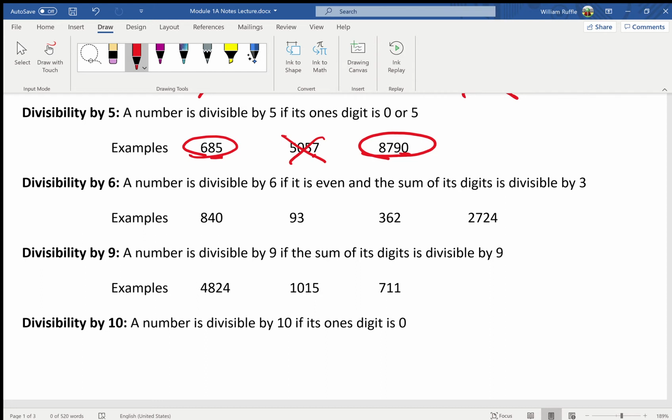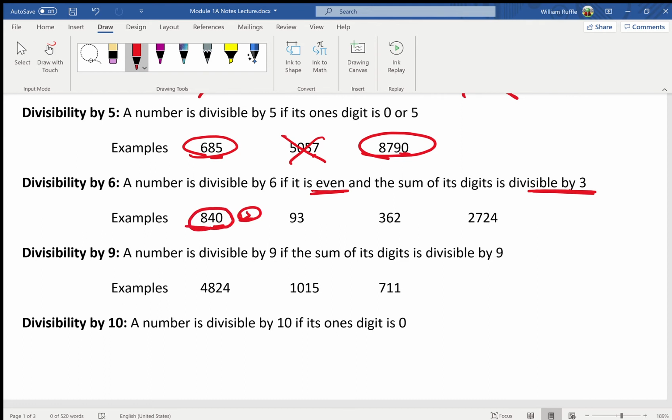6 is probably the most annoying of them. It takes a little bit. In the homework questions, they give you quite a few numbers to look at, so that also makes it a little more difficult. But for 6, it has to be an even number and divisible by 3. So now, this is an even number, 0, so I'm going to see if it's divisible by 3. 8 plus 4 is 12 plus 0 is 12. 3 goes into 12, so 6 goes into 840.